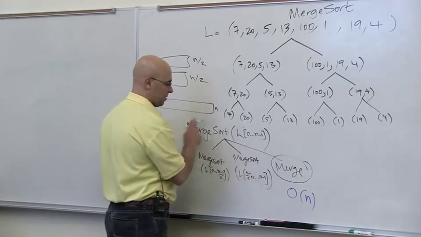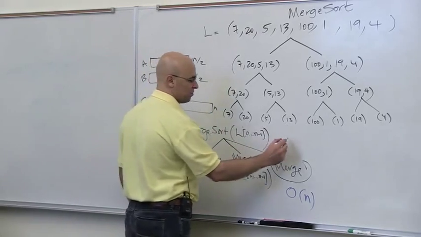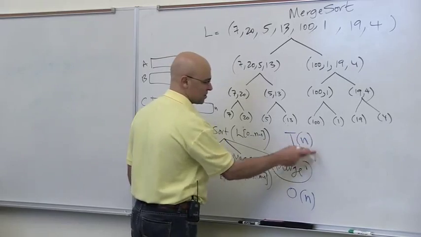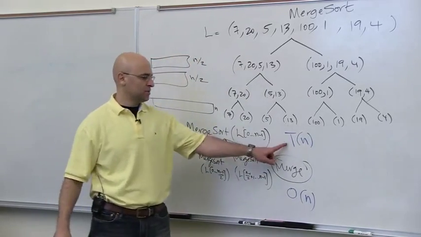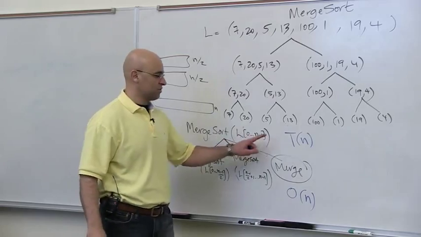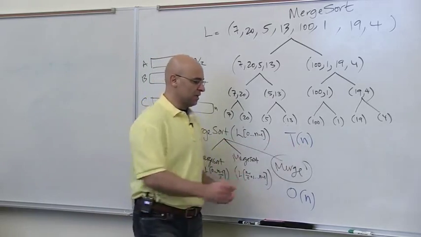Suppose I'm trying to get at the running time of MergeSort, which is T of n. This is a function that is the number of steps that MergeSort will take on a list of size n. So what is T of n? T of n equals what?